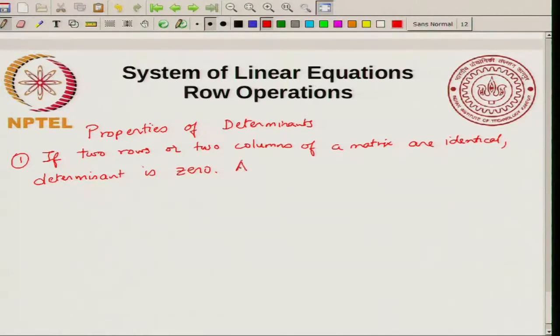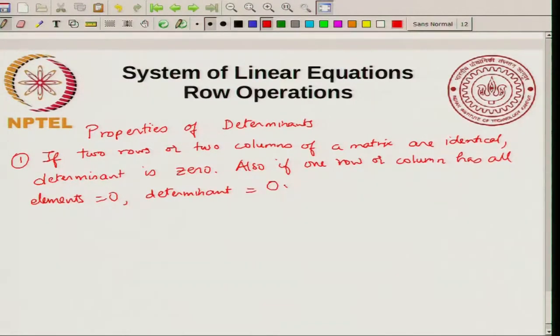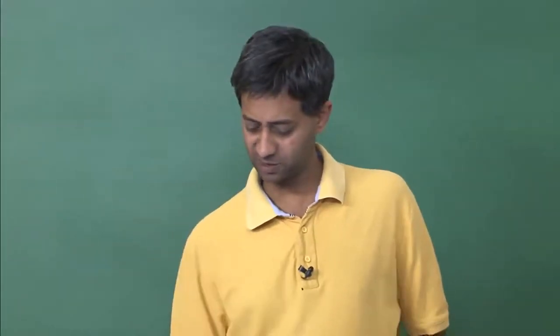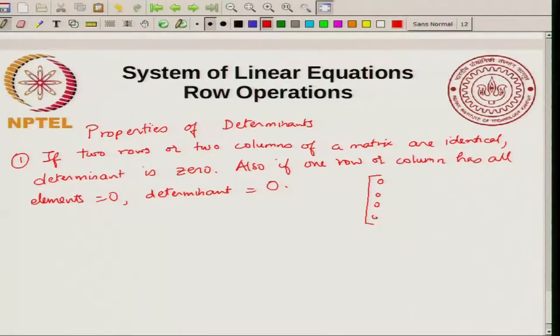Okay. Also, if one row or column has all elements equal to 0, the determinant equals 0. So basically, if you have a matrix where an entire row is 0, for example, 0, 0, 0, 0, and then you have some non-zero elements A12 and so on, but you have one entire row being 0, then the determinant equals 0. Similarly, if you have a matrix where two rows or two columns are the same, then the determinant is equal to 0. Okay, so this is one property.